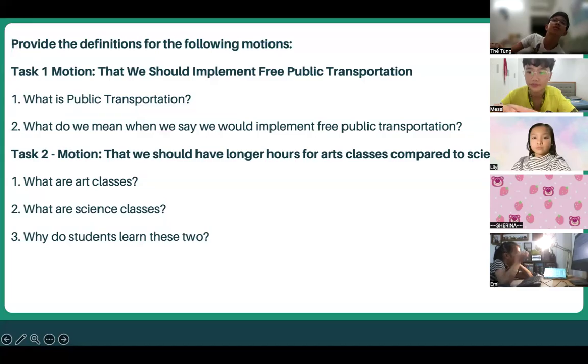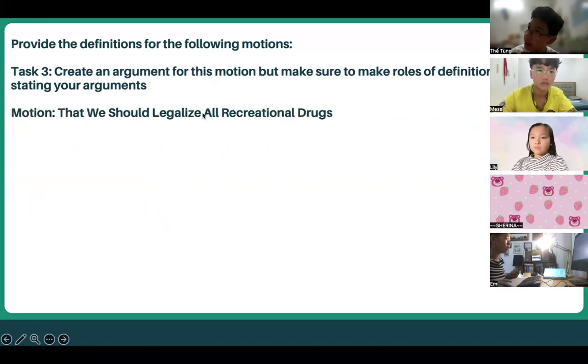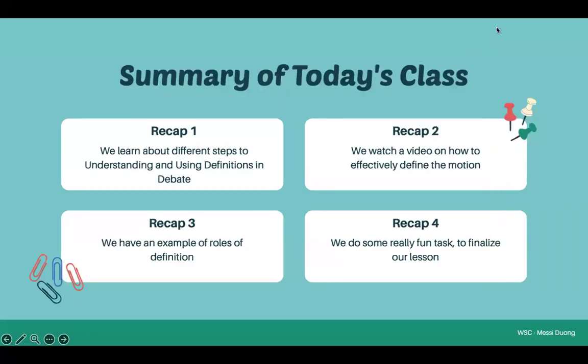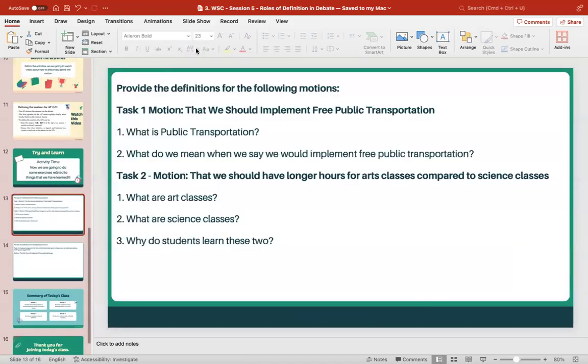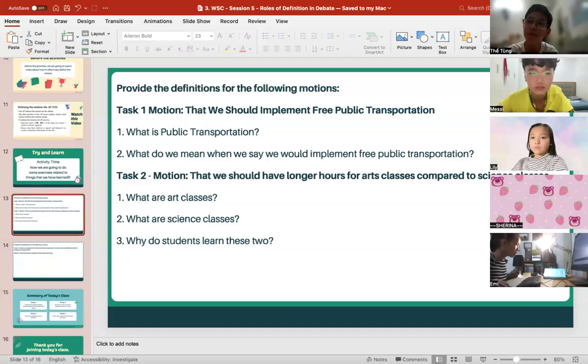Thế Tùng. A public transportation could be defined as a transport open for the entire public, like the newly opened metro in Ho Chi Minh City. It's a public transport. Okay. That is, it could be owned by a government or maybe a private company. Okay. And Thế Tùng, can you answer question number 2 too?